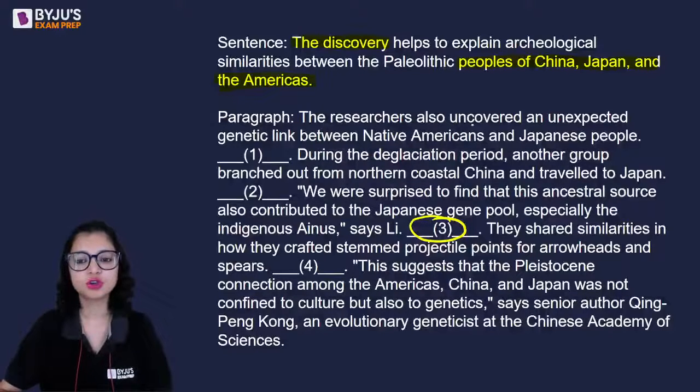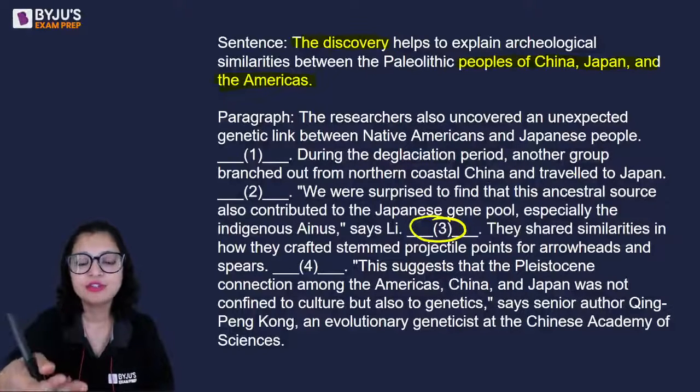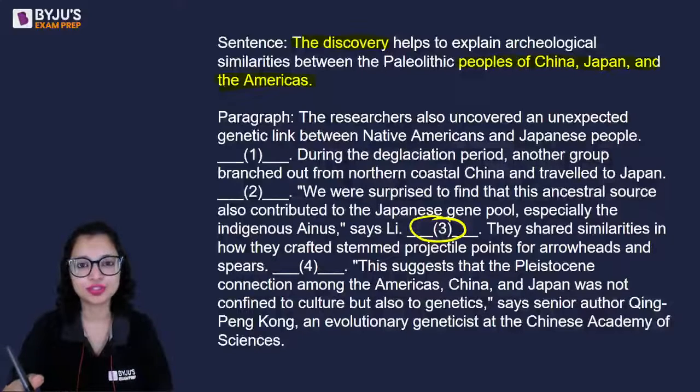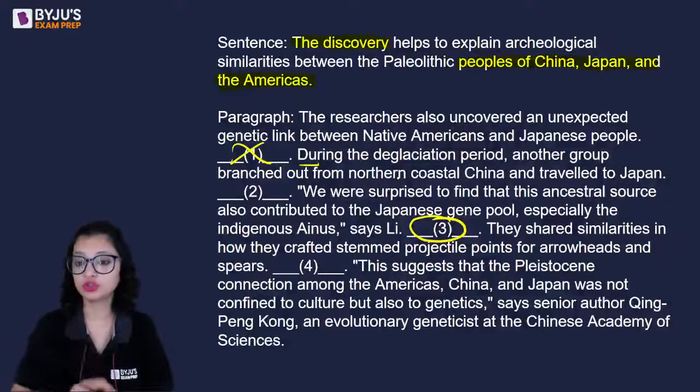The researchers also have uncovered an unexpected genetic link between Native Americans and Japanese people. During the deglaciation period, another group branched out from the northern coastal China and traveled to Japan. It further explains the uncovering made by researchers. That means this statement actually continues the idea given here. There is no discrepancy here. We can eliminate that.